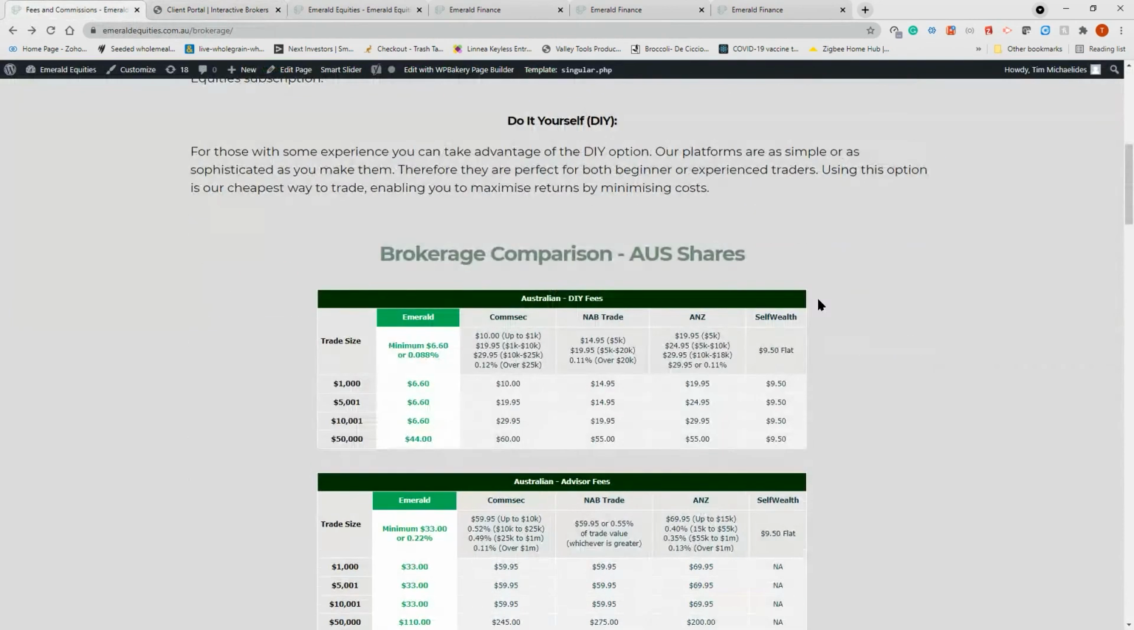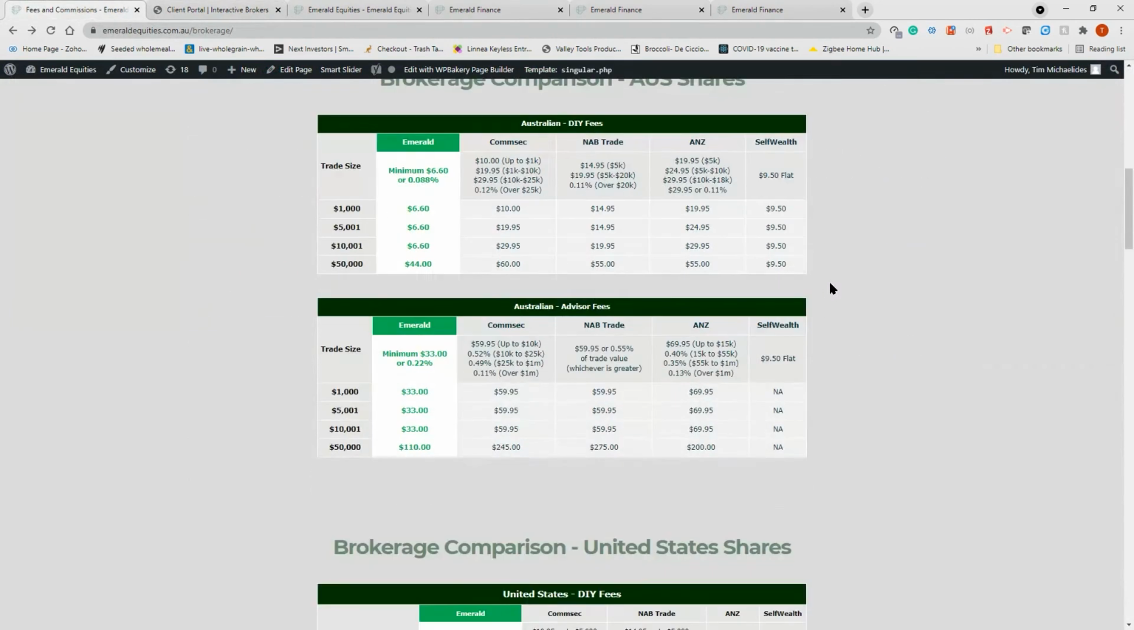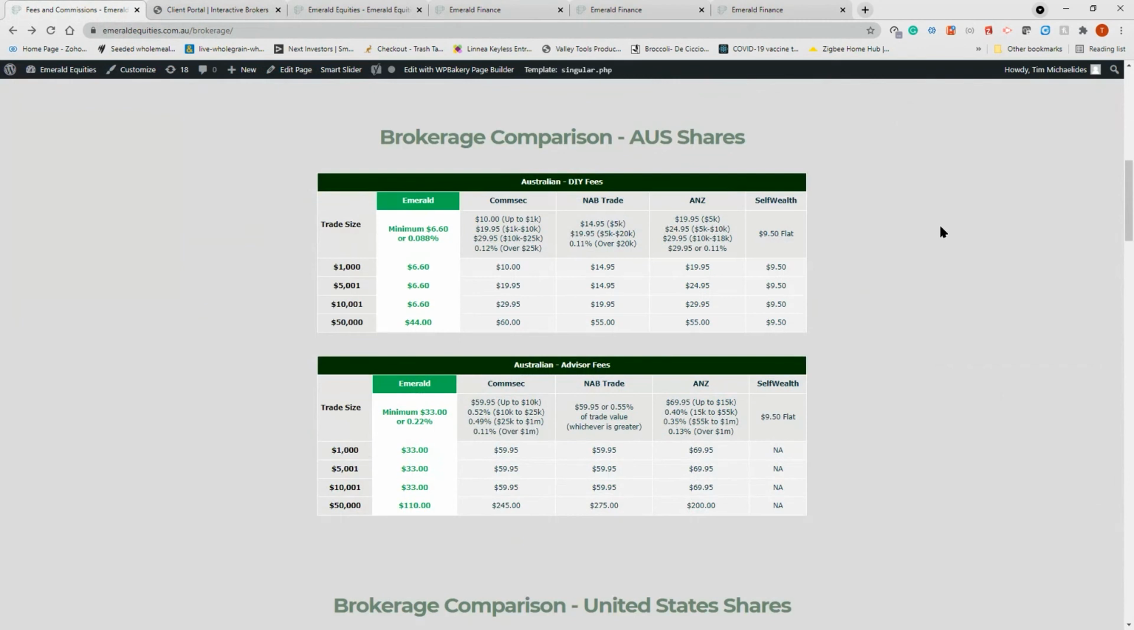All right, so let's come across and talk about fees a little bit more. We offer a DIY service here, which means you're completely on your own. The only time we'll step in and help is if there's a problem with the platform. We are here for questions, but we won't sit on the phone with you for long periods to help you with the market. If you're on the DIY fee schedule, you're on your own. For Australian, it's as low as $6.60 or up to 0.08% of the premium on the trade. So we're very competitive across the Australian market as a DIY player.